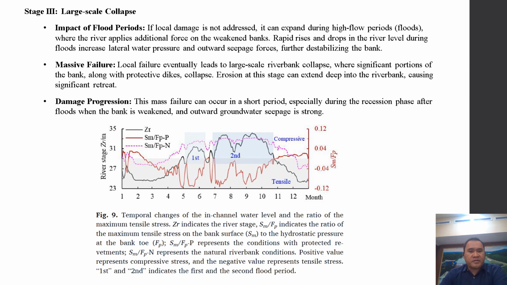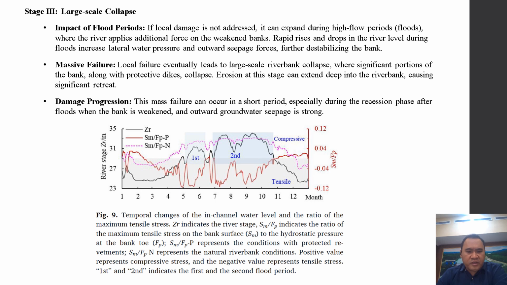Impact of flood periods. If local damage is not addressed, it can expand during high flood periods. And the second one is massive failure. Local failure eventually leads to large-scale riverbank collapse, where a significant portion of the bank, along with protective dikes, collapses. And the third one, last one, is damage progression. This mass failure can occur in a short period, especially during the recession phase after floods when the bank is weakened and outward groundwater seepage is strong.